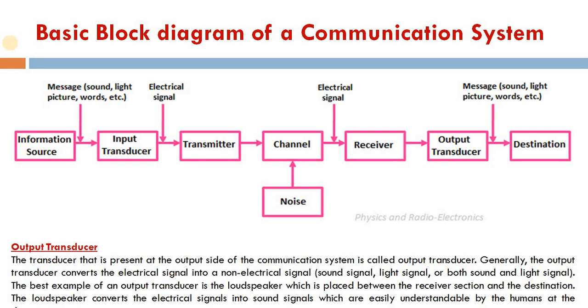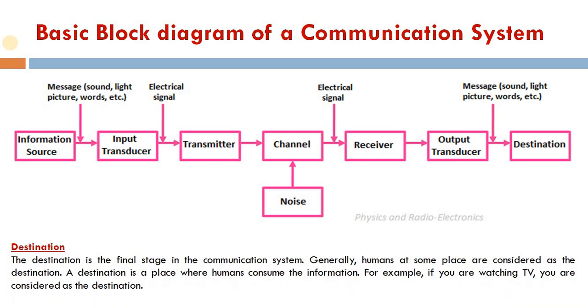Generally, the output transducer converts the electrical signal into a non-electric signal like sound, light, etc. The best example of an output transducer is the loudspeaker, which is placed between the receiver section and the destination. The loudspeaker converts the electrical signals into sound signals, which are easily understandable by the humans at the destination.